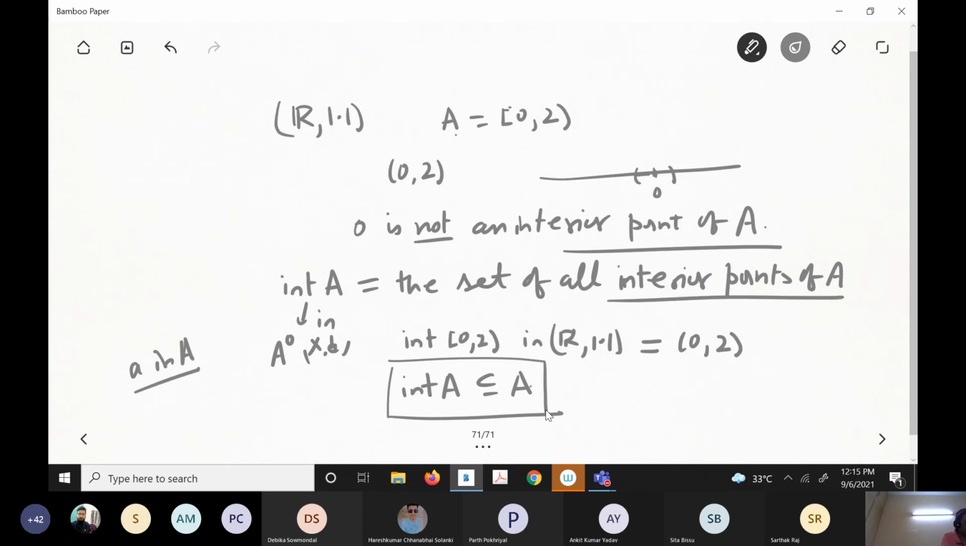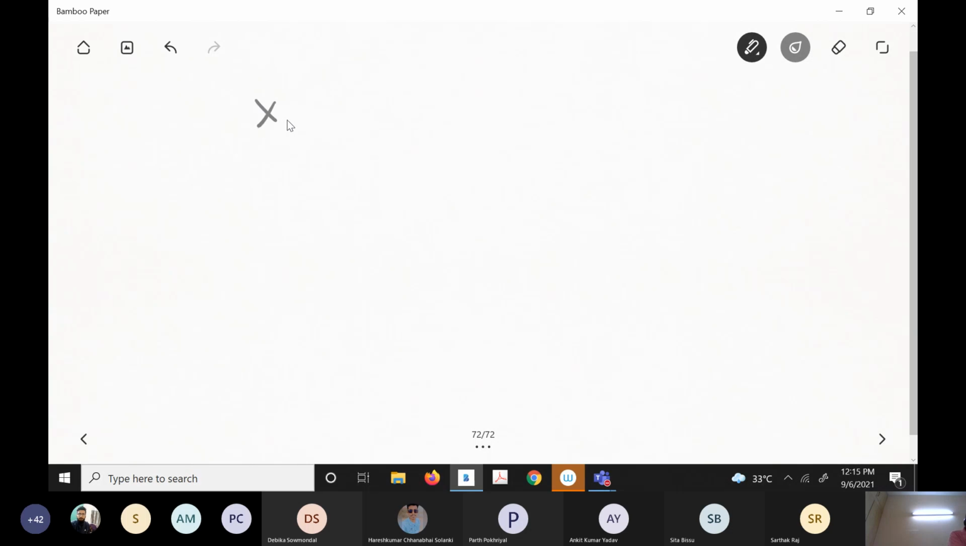Now the question is, I have already seen that it may be a proper subset of A. The question is, what happens? That is the point actually. What happens if each point is an interior point? That is one question. Second question, that the interior of A, if it is not. Now look how many questions you can ask. So you have a metric space (X, d), and A is a subset of X. So we have got interior of A, which is a subset of A.